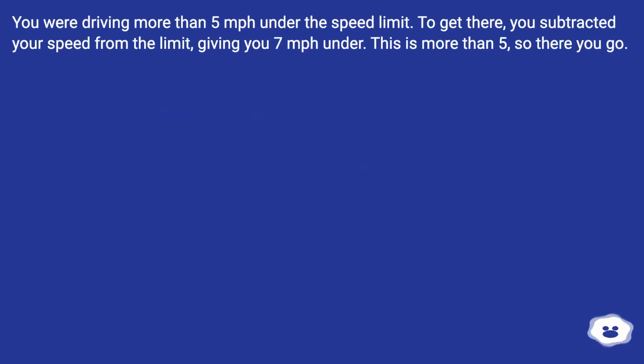You were driving more than 5 miles per hour under the speed limit. To get there, you subtracted your speed from the limit, giving you 7 miles per hour under. This is more than 5, so there you go.